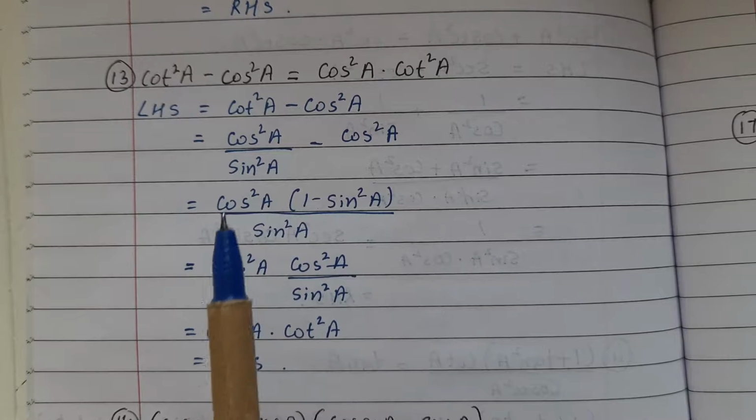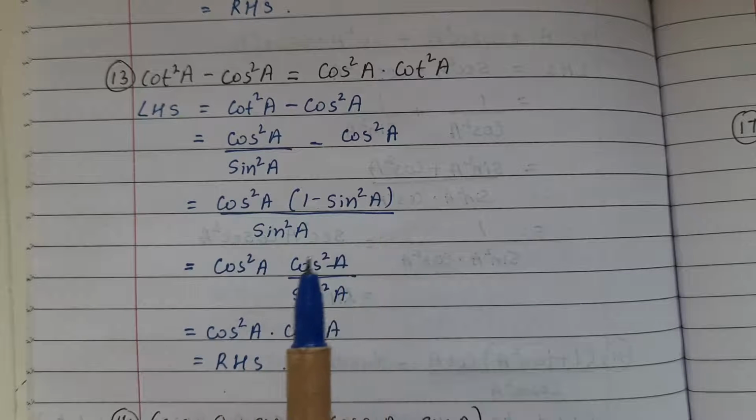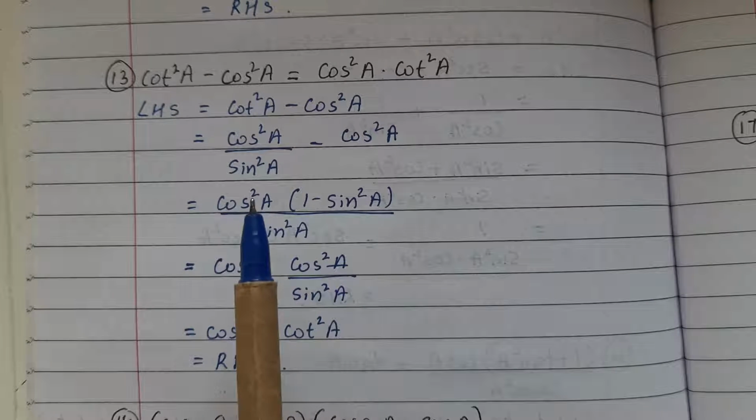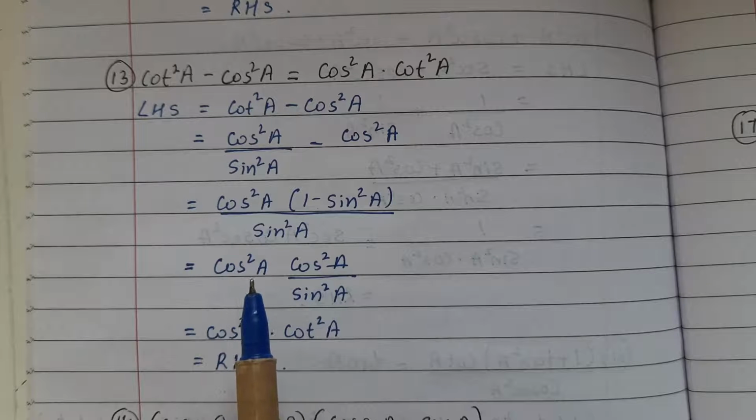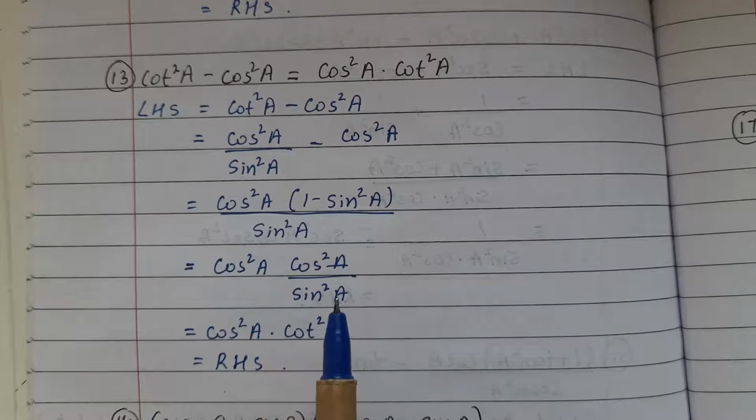Okay, 1 minus sin square A is cos square A, and cos square A upon sin square A is written here, equal to cos square A into cos square A upon sin square A, which is equal to cot square A, equal to cos square A into cot square A, equal to right hand side.